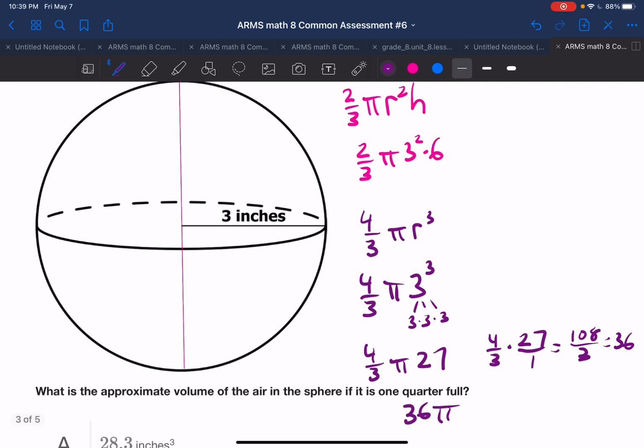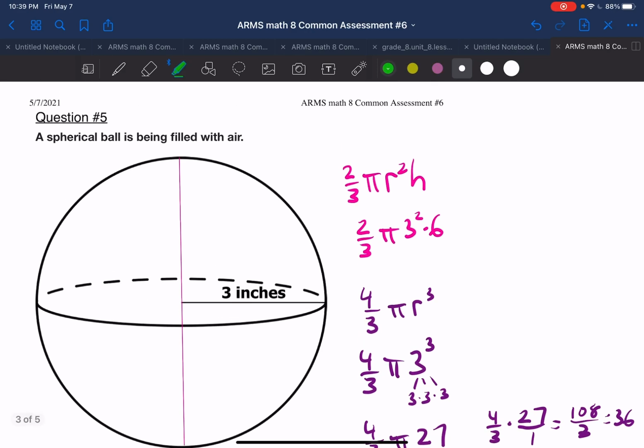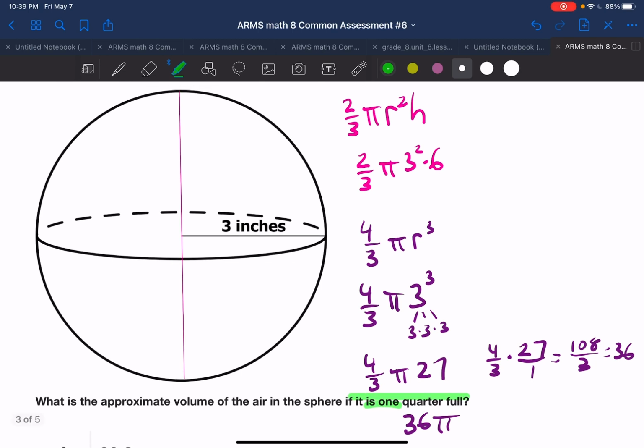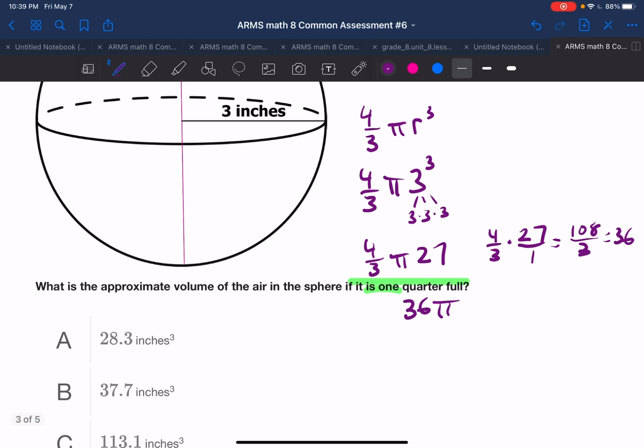But what did this question ask? The question says the ball is being filled with air. What's the approximate volume of the air if the sphere is 1/4 full? So let's do 36 times pi, because that's what we have right here. We have 36 pi. If you want, use your calculator and the pi symbol, or you could just approximate, you could say 36 times 3.14, whichever you want. If you did that, you get 113.04. And it says 1/4 full.